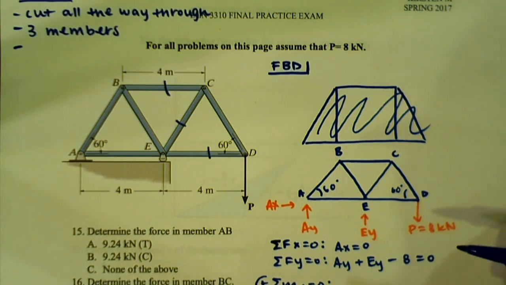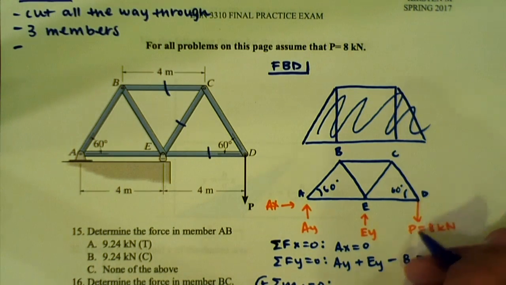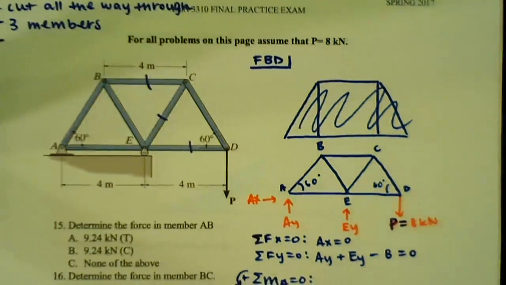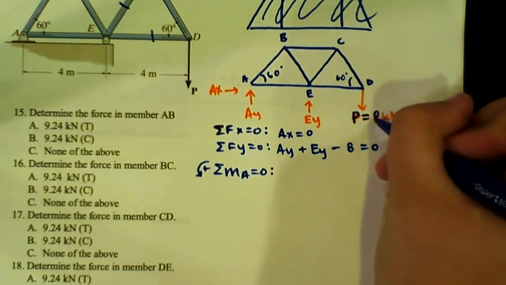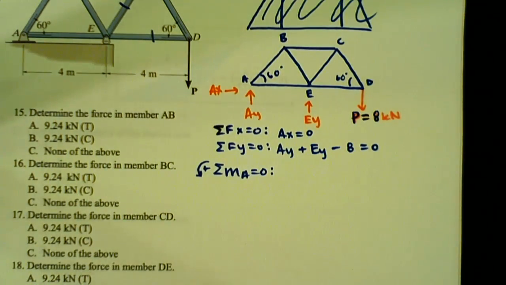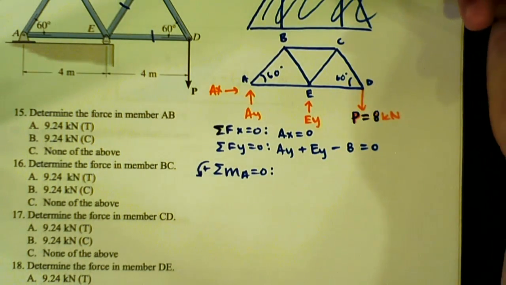Is that supposed to be P? P is equal to 8. It says it at the top: for all problems on this page, assume that P is equal to 8.